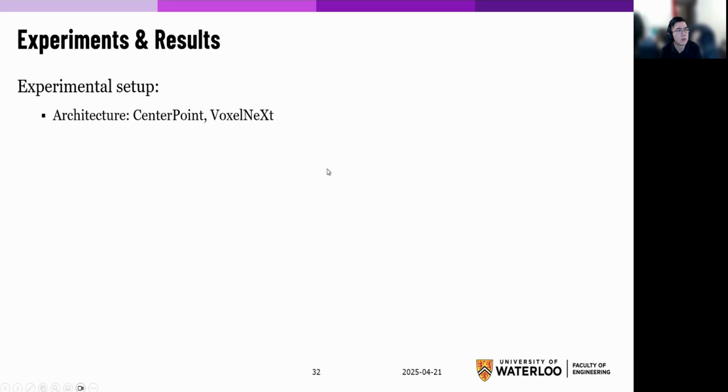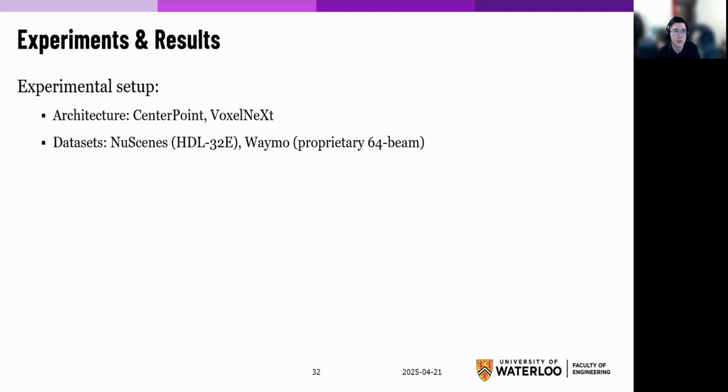So to evaluate our method, we consider two state-of-the-art architectures, CenterPoint and VoxelNeXt, and two datasets, nuScenes and Waymo. They're collected using different LiDAR sensors. For nuScenes, it's the Velodyne HDL-32E, and for Waymo, they're using their own proprietary 64-beam LiDAR. And the point clouds, as we saw in one of the previous slides, can look very different.